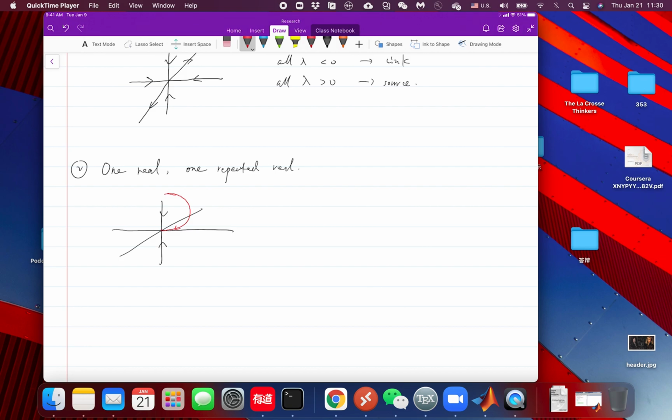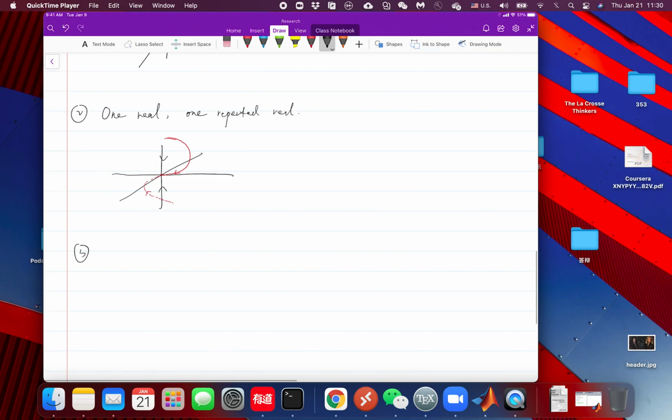Similarly, you have something from the bottom, but it goes up. Okay, that's going to be what you have for this case. And again, it's very possible you can have 1 real repeated for 3 times.